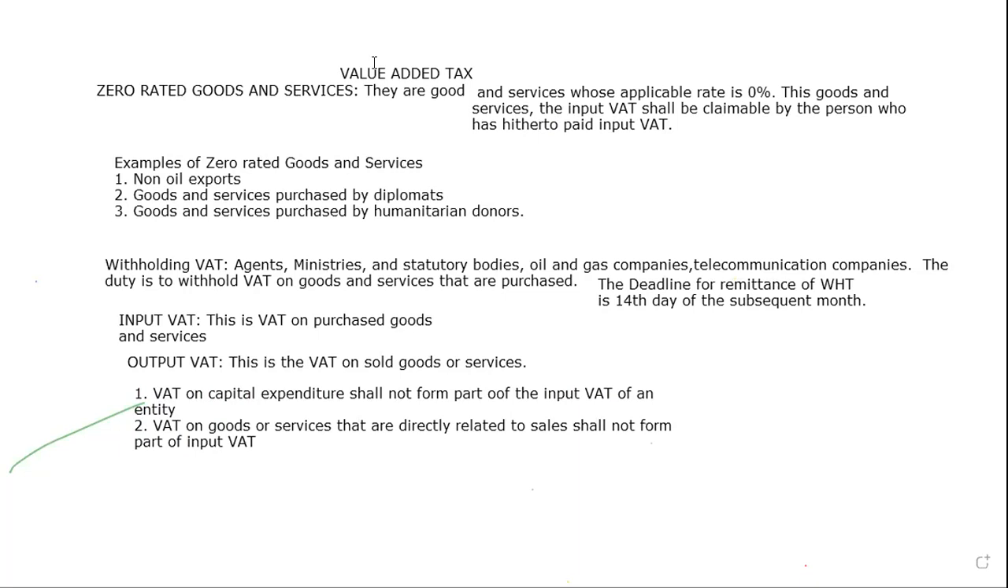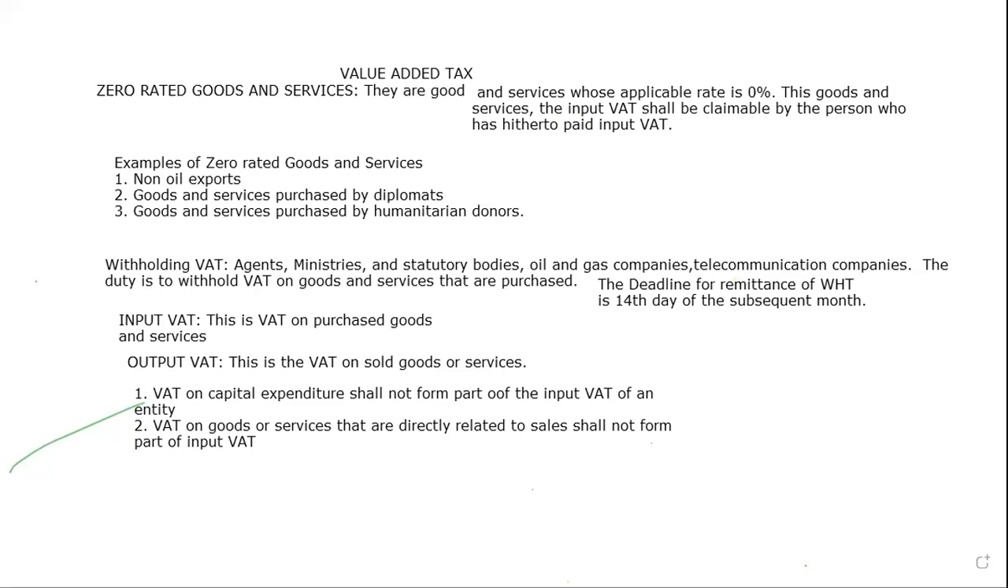For instance, if it is dividend, it is 10%. So it's usually dependent on the nature of goods or services. Rent also is 10%. Like I said, it is dependent on the nature of goods or services involved. But most of the time, on other items, it is 5%.